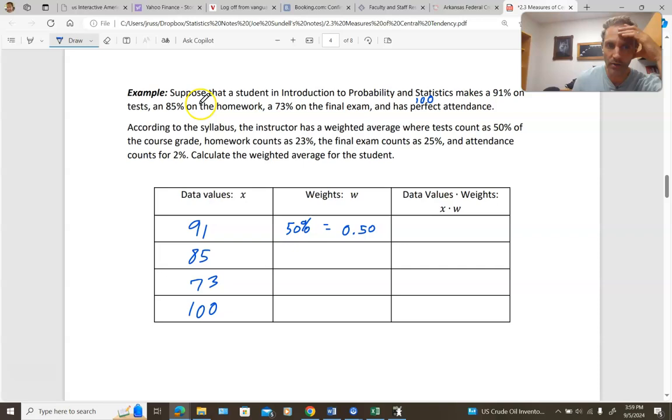And then the next category is homework, and it is worth 23% of the grade. So 23%, which is the same as 0.23, okay? And then, what's this one? The final exam. It is worth 25, or 0.25. And then the attendance is only worth 2%. Okay? Or as a decimal, 0.02.